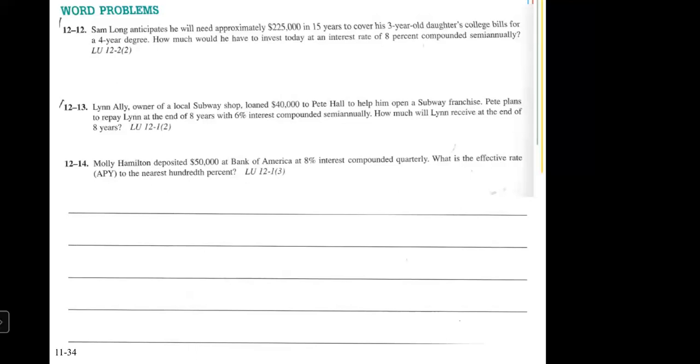Right. So that's the key thing that you have to look at. Invest today. If the question is asking how much I must invest today, that means I want the present value that I must invest in order to get a certain amount in the future. And you could see here, it says that they will need this amount in 15 years. So in order to get that in 15 years, I need to know how much I must invest today, which is the present value.